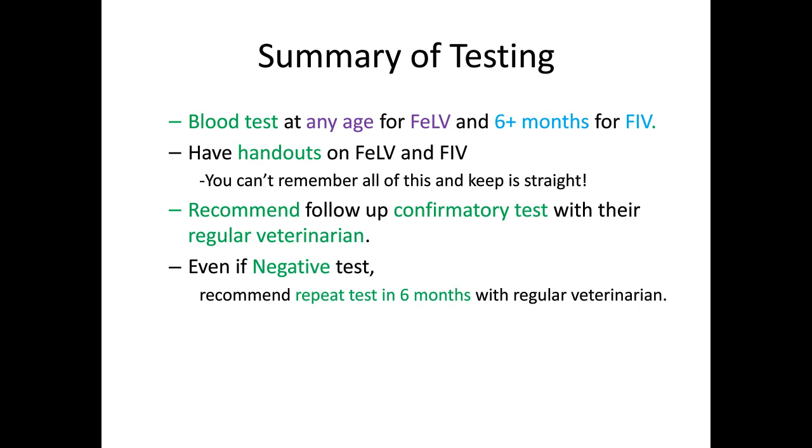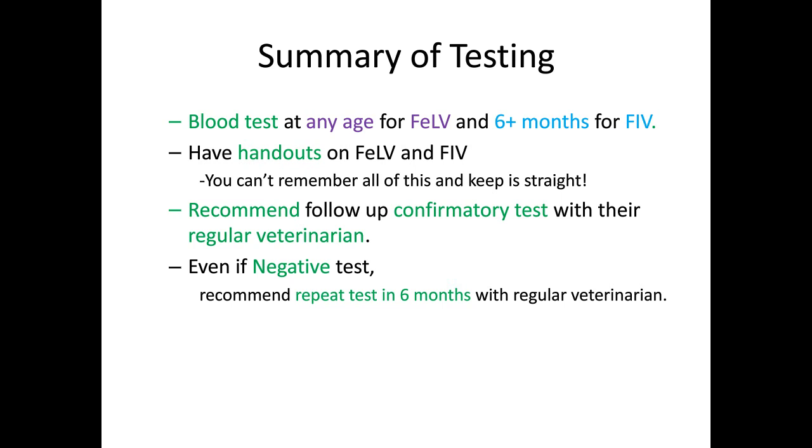So, a summary of the testing. You can blood test at any age for FeLV, and then you want to wait until 6 months or older for FIV. If you get a positive younger than 6 months, then it's probably going to be a false positive, but we won't know that for sure until after they're 6 months old. There's a lot of information here, and it's all very confusing. We don't expect you to train your staff on everything other than give them the protocols on when to test for what, and then have handouts available on FeLV and FIV to give adopters.